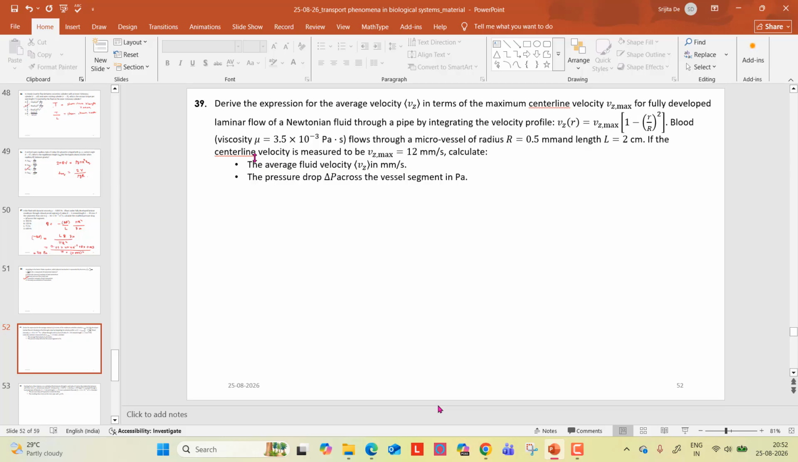Next. Derive the expression for the average velocity Vz in terms of maximum centerline velocity Vz max for fully developed laminar flow of a Newtonian fluid through a pipe by integrating the velocity profile. Okay, so we have these values. We are not doing this.